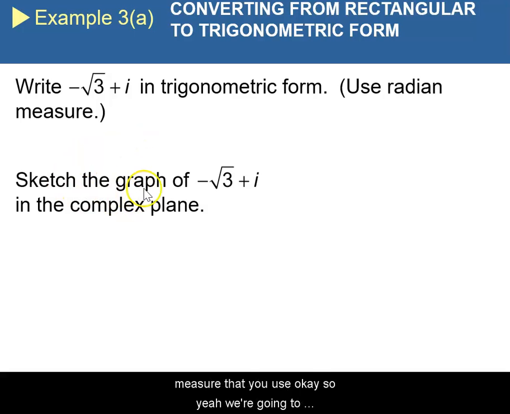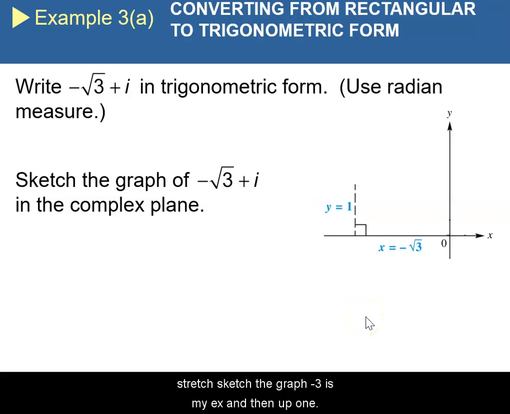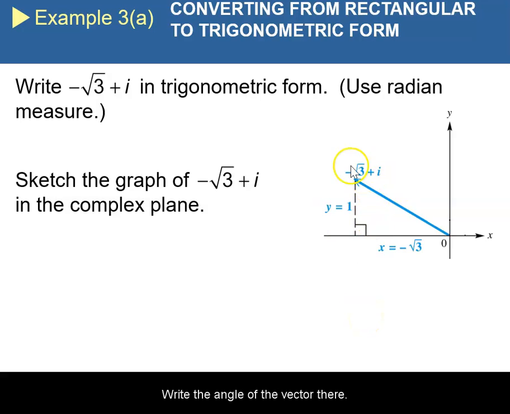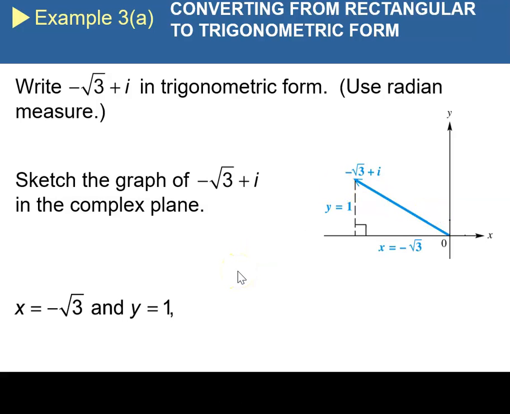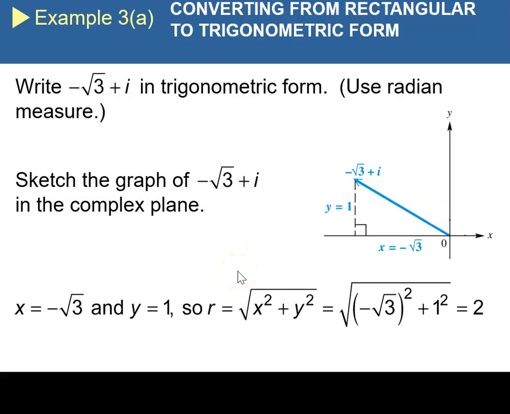Okay, so here we're going to sketch the graph. Again, negative root 3 is my x, and then up 1, create the angle, or I'm sorry, the vector there. Use the definition of modulus, so square negative root 3 and add it to the square of 1, so 4, right? So this length is going to be 2, okay? You're going to get 3 plus 1 is 4, square root of 4 is 2, right? So my modulus is 2, the length of this vector formed in the complex plane is 2.